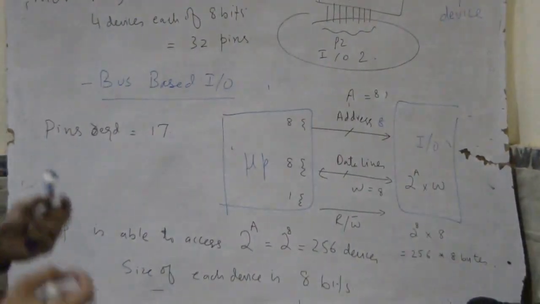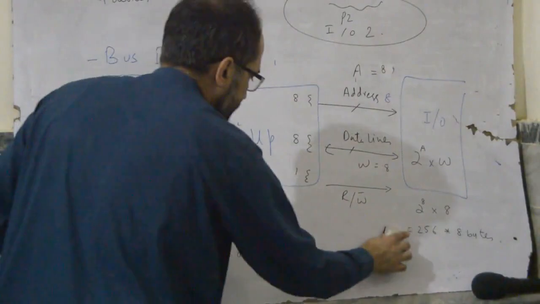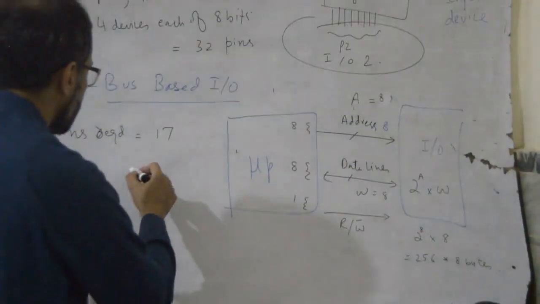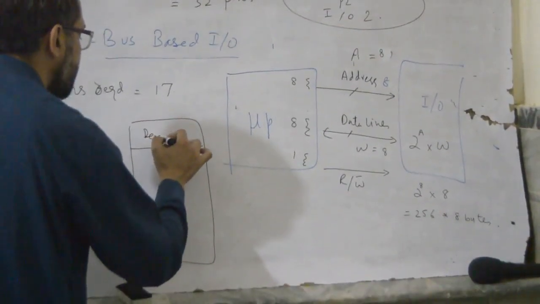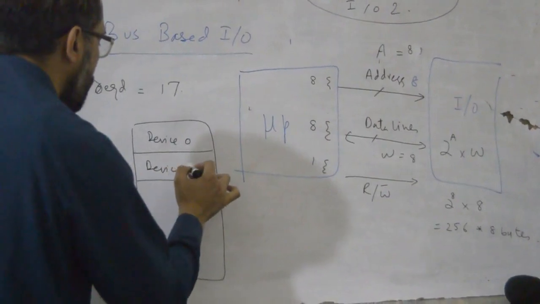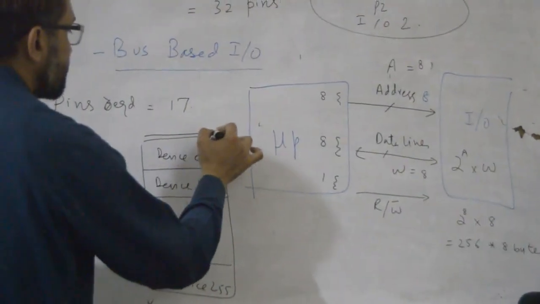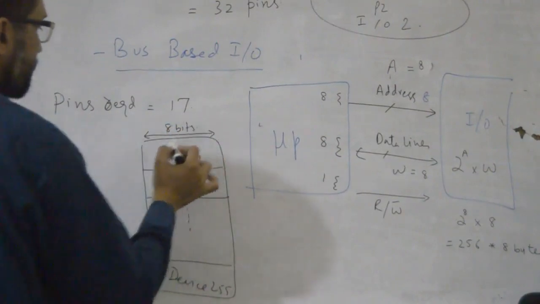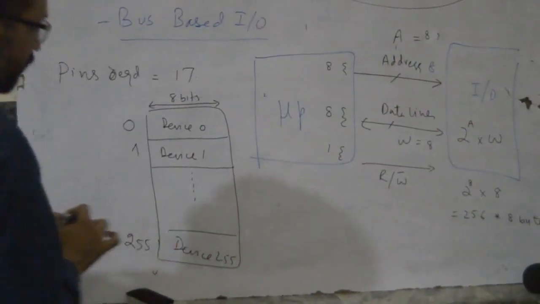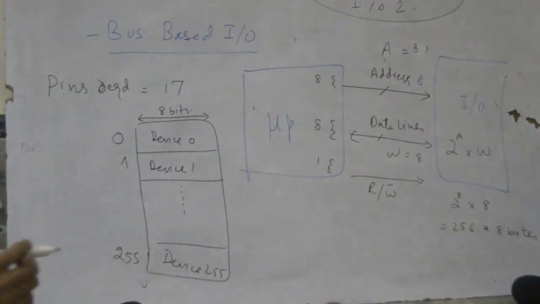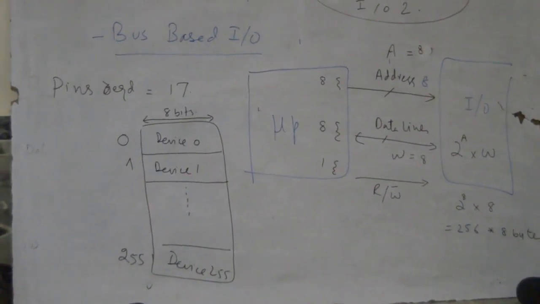In bus-based IO, a unique address is assigned to each IO device. Let's assume that in this example, this can be used to connect 256 devices. So each device will be assigned a unique address. Let's assume this is device 0, device 1, up to device 255. The data size of each device will be 8 bits. The first device will have an address of 0, the second device will have an address of 1, and the last device will have an address of 255. So in this scenario, when you have to access the device, you have to mention the address of that particular device.